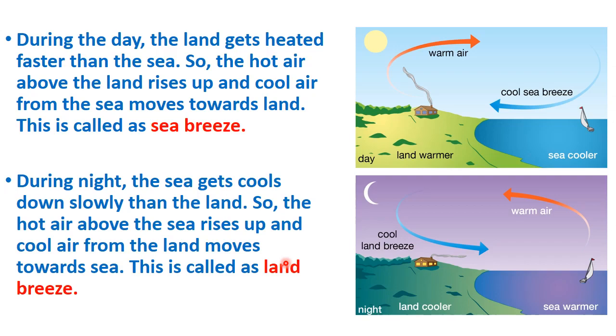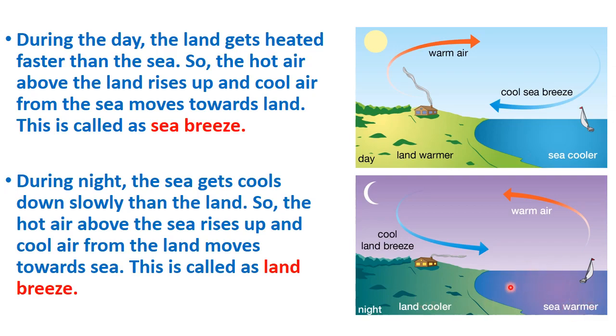And what is land breeze? It is the opposite of sea breeze. When does it happen? It happens during the night. Sea breeze happens during the day and land breeze happens during the night. Now during the night, which gets cool, the sea or the land? The land gets cool faster as compared to the sea. The sea will cool slowly.